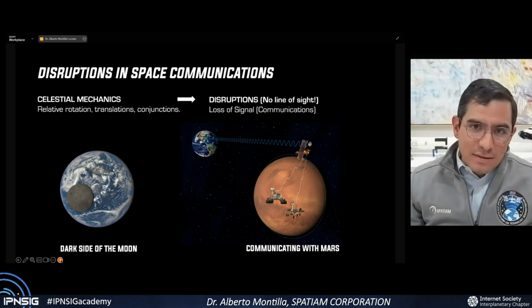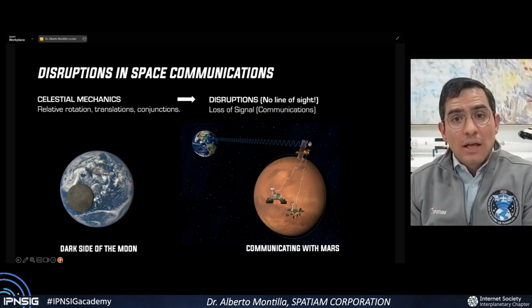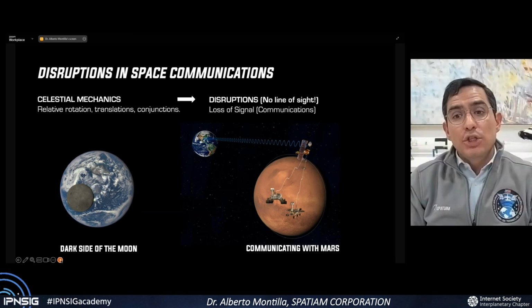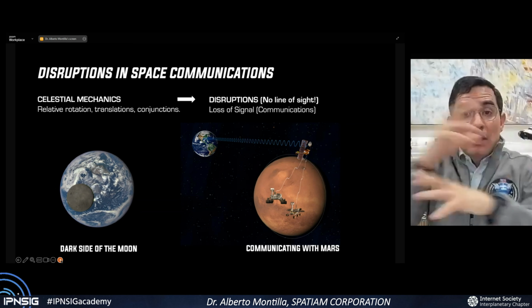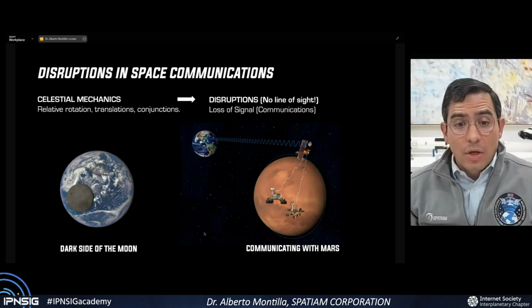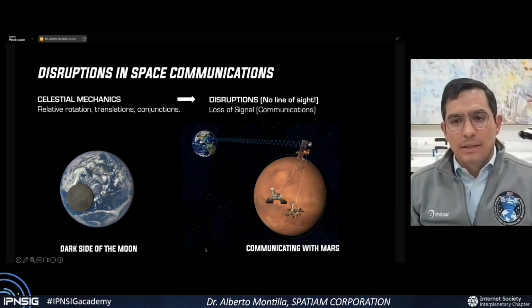And the effect that all these celestial mechanics create is disruptions in the communications. There is no line of sight because, at the end of the day, radio waves in general communicate via line of sight. So each point has to see each other. In the case everything is moving or rotating, that inherently creates a disruption and then loss of signal, loss of communications. And that's a great example when we think about communicating to the moon, to Mars, for that matter.